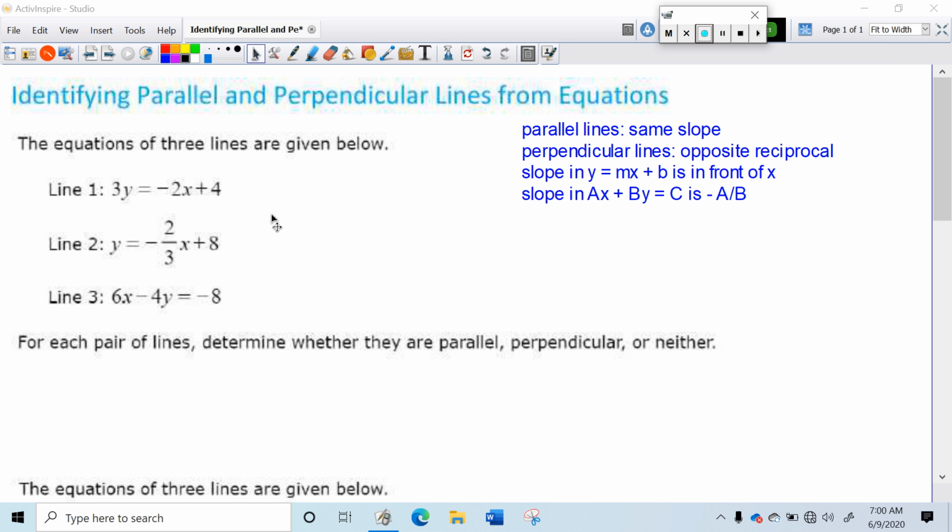Okay, there are several notes for this lesson. Parallel lines have the same slope. Perpendicular lines have opposite reciprocal slopes. I'll talk about that in a moment.